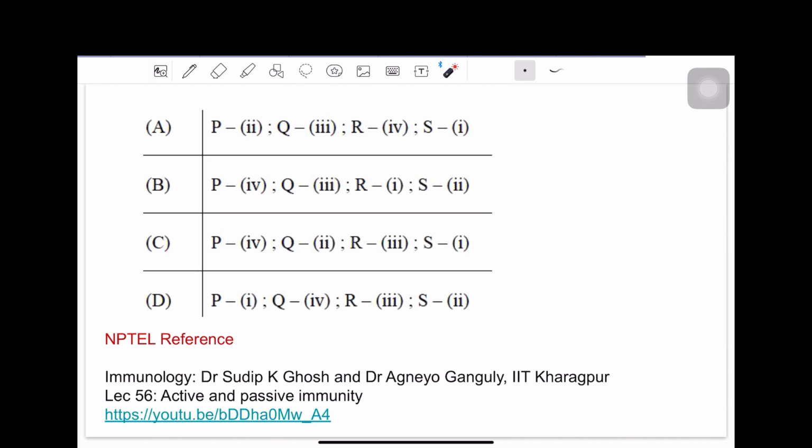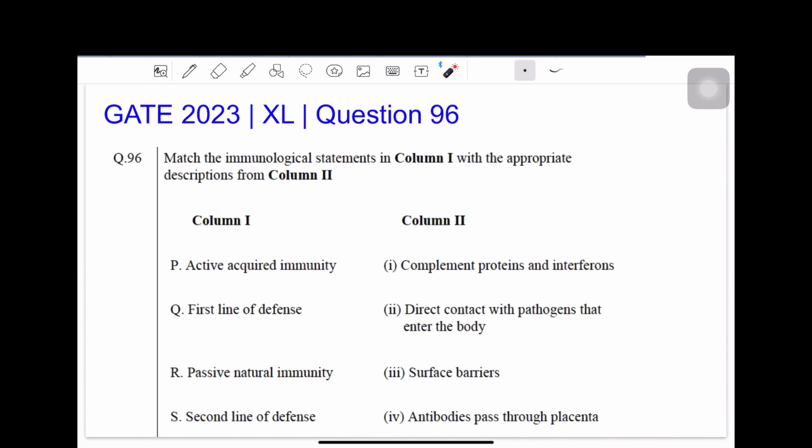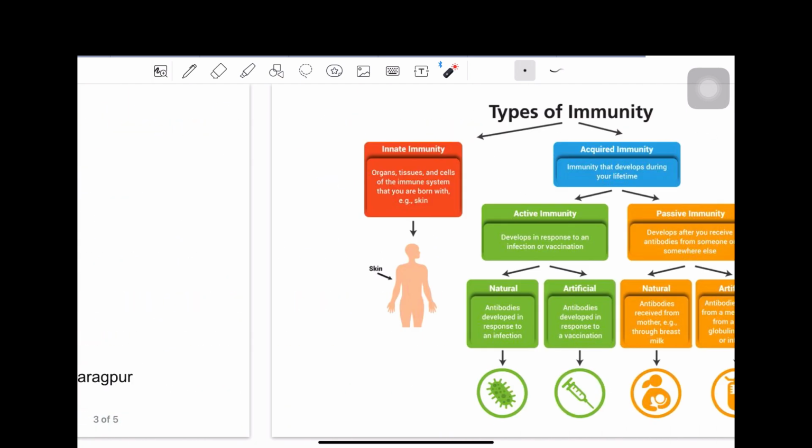matched. And now we need to match the rest of the two, but we are kind of sure that it will be option A. Now let's match the other two options as well. Now, the other two terms are the first line of defense and the second line of defense. Now, let's discuss these lines of defense a little bit.